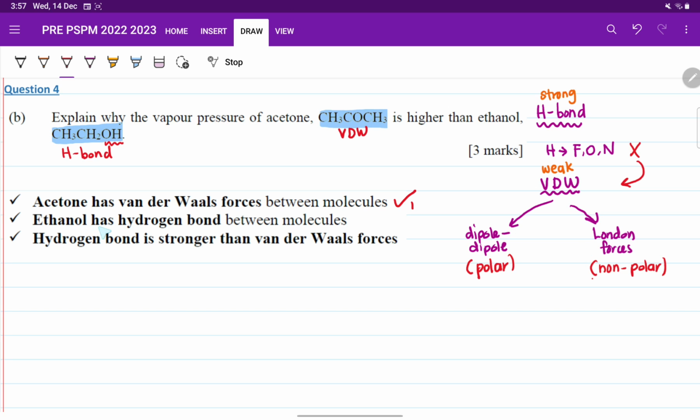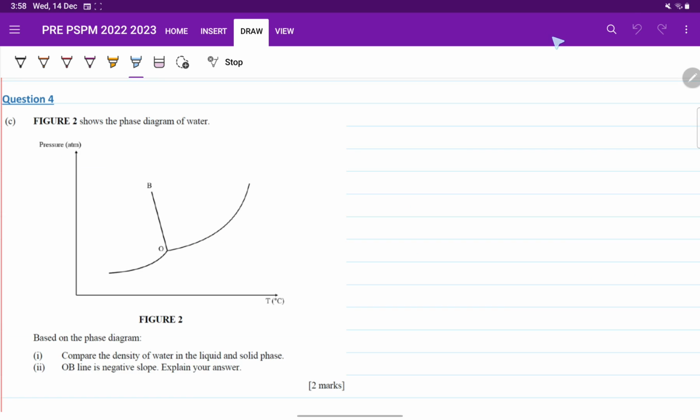Okay, and then ethanol has hydrogen bond between its molecule. Nyatakan apa intermolecular forces yang ada. Okay, and then barulah kita kata hydrogen bond is stronger than van der Waals forces. Okay, so that's why the vapor pressure of acetone will be higher than ethanol. Sebab lagi senang nak putuskan ikatan antara acetone molekul tadi untuk jadi gas. Okay, so that's it for question 4B.